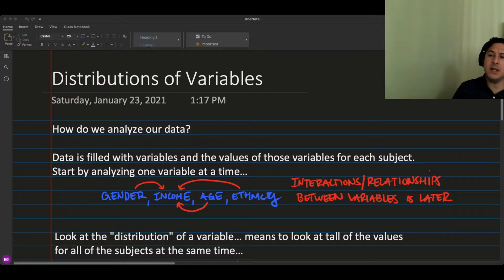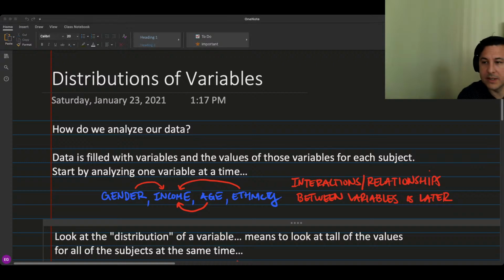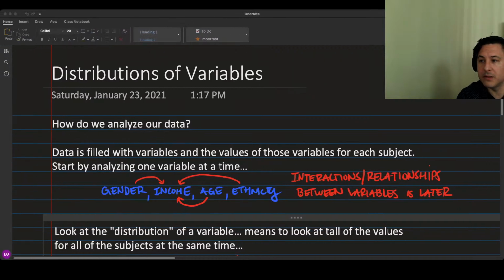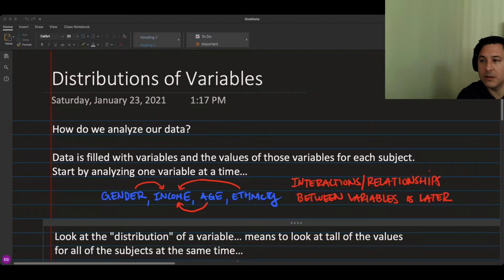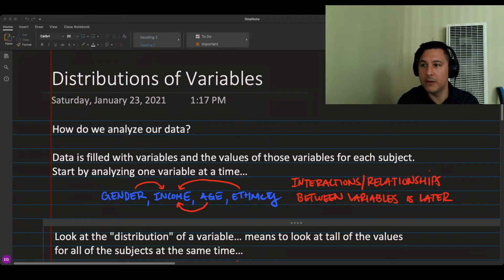So when I'm talking about, oh, whoa, my webcam is not showing up right. Let me fix that. I'm cut off. There we go.